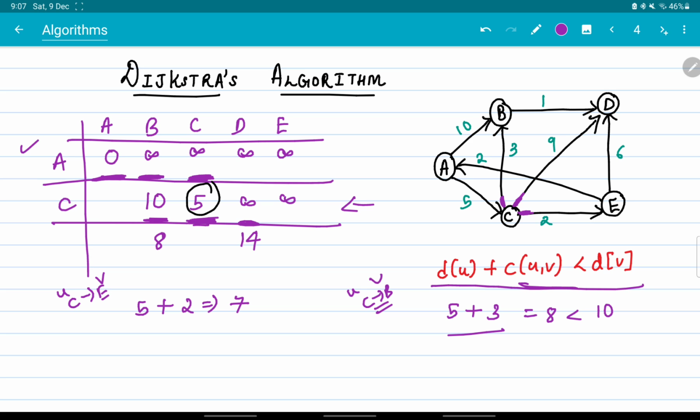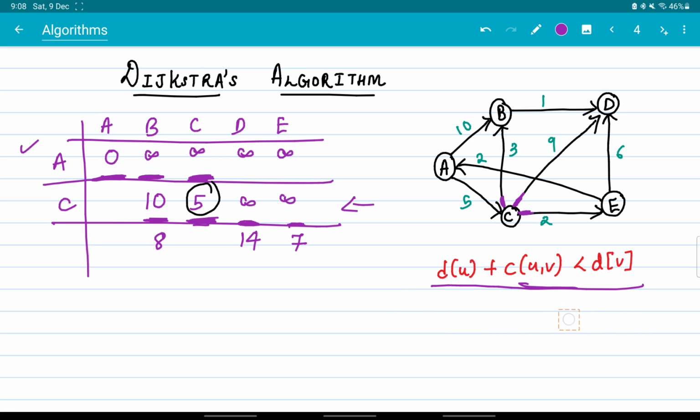What is the distance of E? The distance of E from the table, that is the current distance, is infinity. Is 7 less than infinity? Yes, it's less. So update the value and make it 7. So you can see here we have checked all the outgoing vertices from C, that was B, D and E, and we have updated their values. So now this part of C is done. C is also a visited vertex.